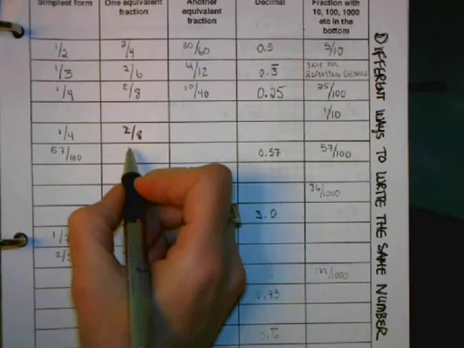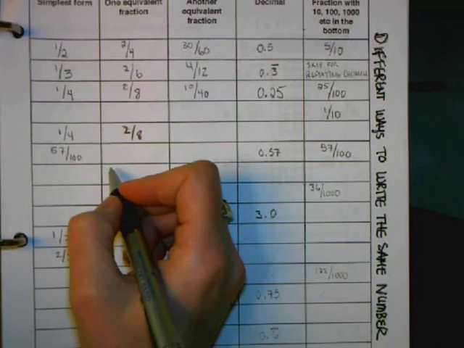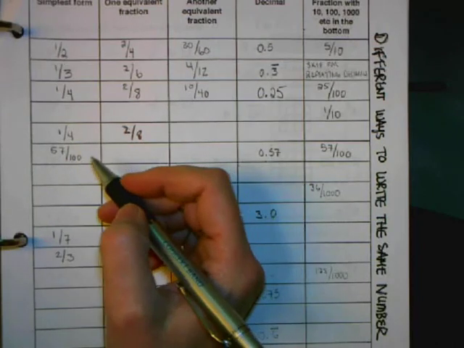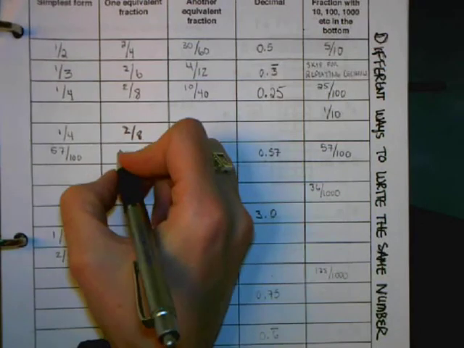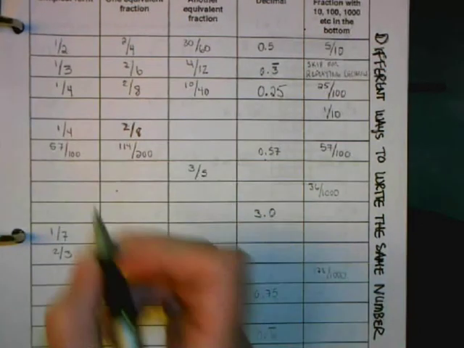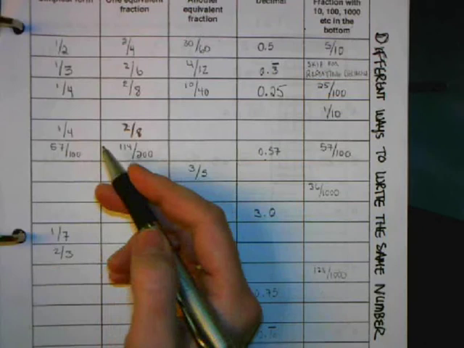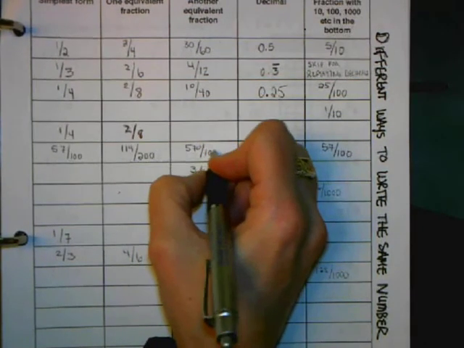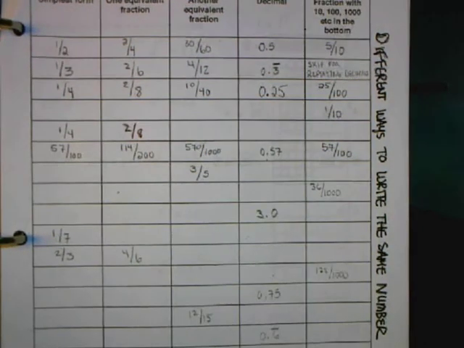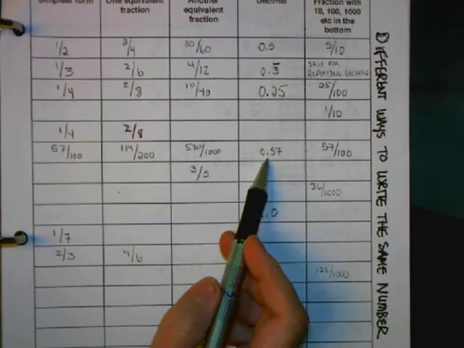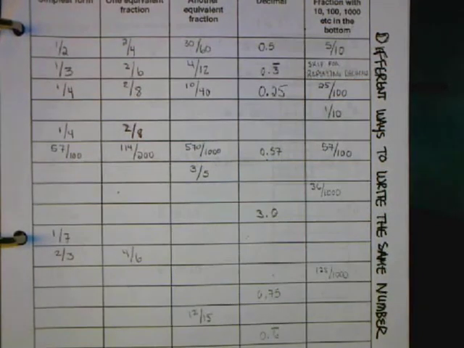To make equivalent fractions, well, one thing you could do is simply multiply the top and the bottom by the same number. Maybe I'll multiply those both by 2, so I might have 114/200. Maybe I'll multiply the top and the bottom by 10. I might call that 570/1000ths. So now I have 3 equivalent fractions that all have the same decimal equivalent, which is 0.57. Now you finish the rest of the table.